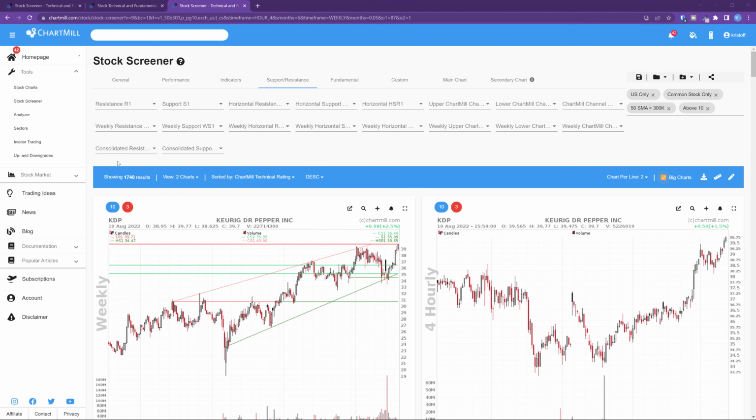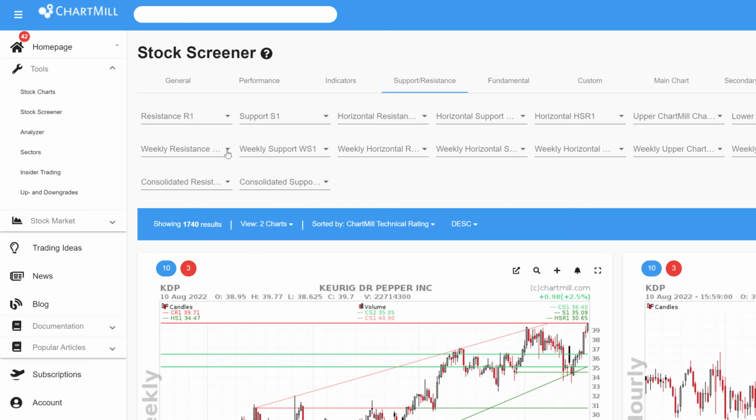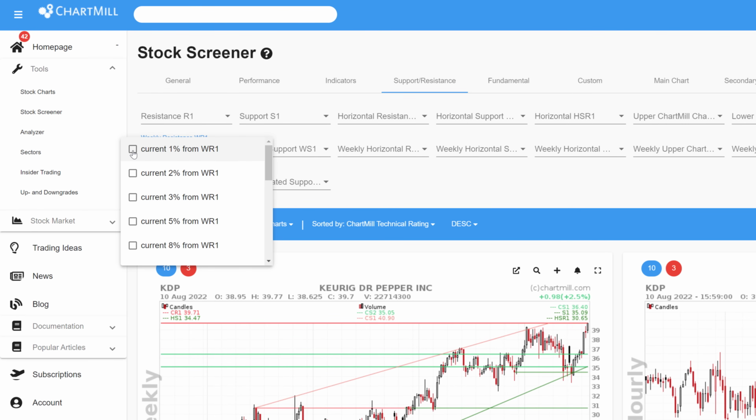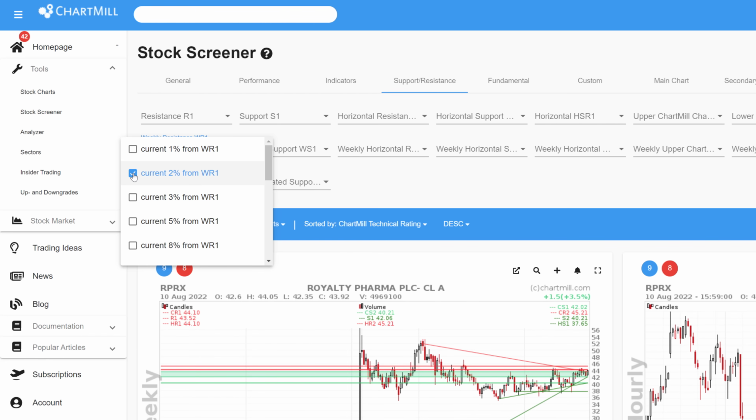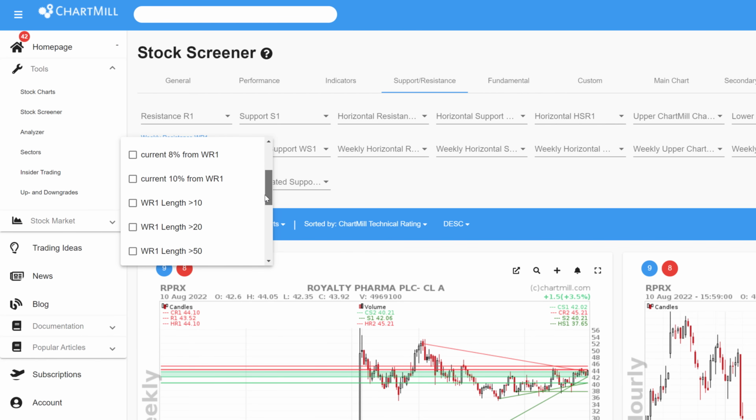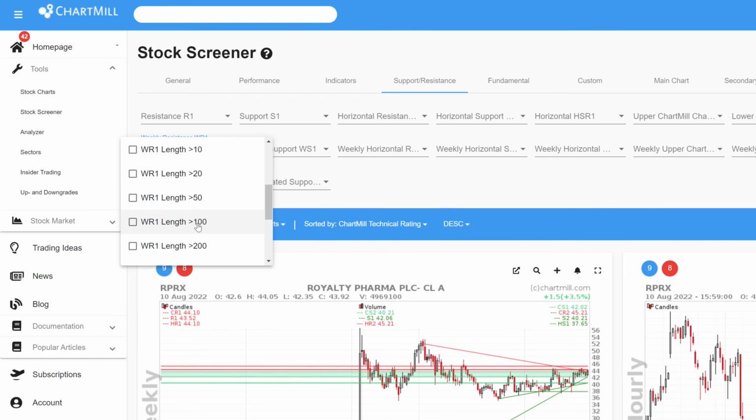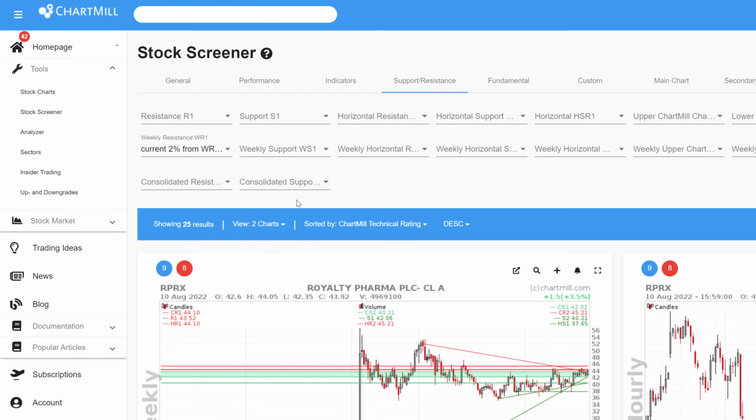Open the drop-down menu under the weekly resistance tab and select current 2% from the weekly resistance 1, and also select the weekly resistance length above 50. So the resistance should be at least 50 periods. Now let's take a closer look and put the stocks of interest in a separate watch list.